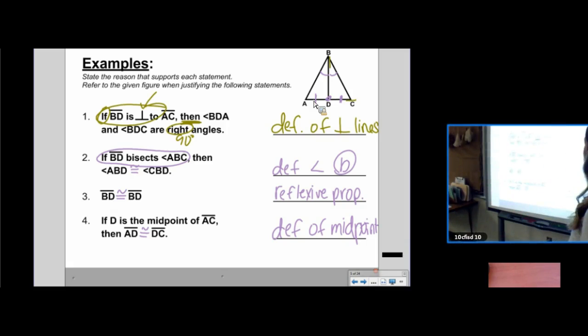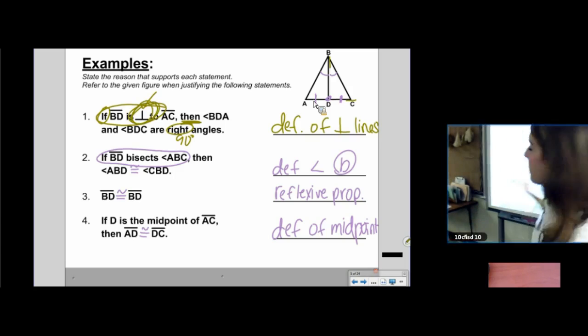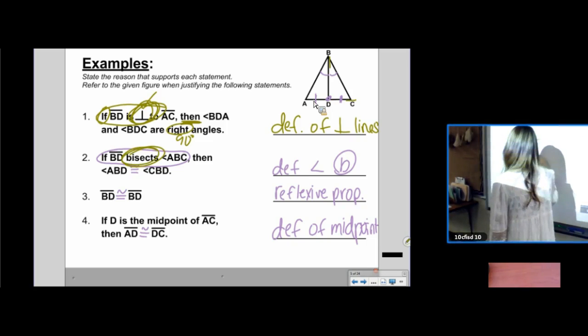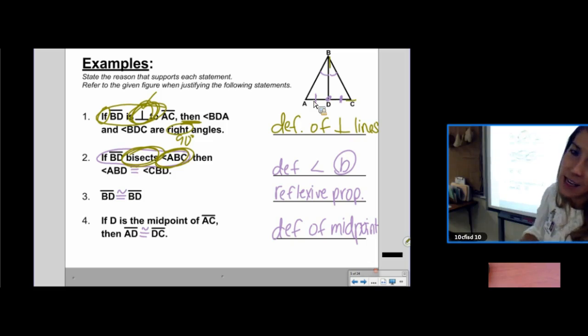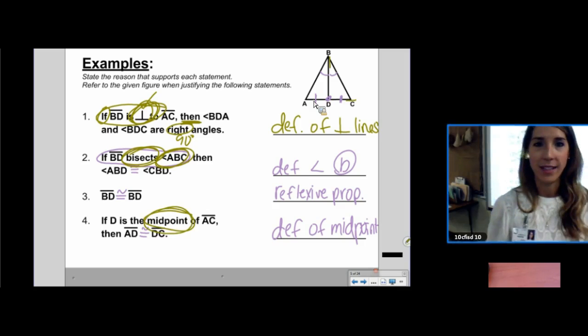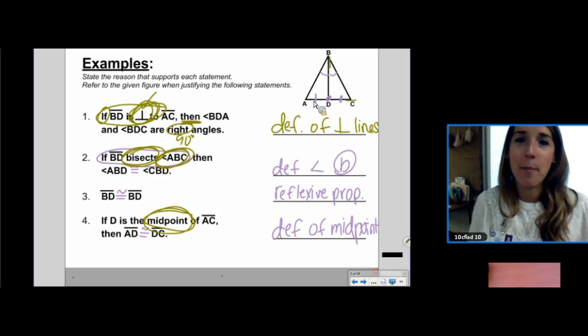Definition of perpendicular lines was the answer. What's in the hypothesis? Perpendicular. Number 2, definition of angle bisector. What's in the hypothesis? An angle and the word bisect. Number 4, the answer is definition of midpoint. What's in the hypothesis? Midpoint. So this is easier than you think. The answer is usually in the hypothesis.